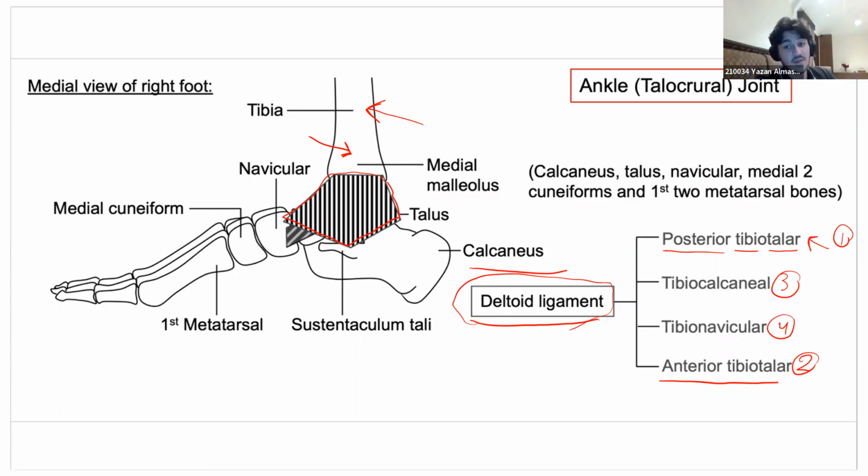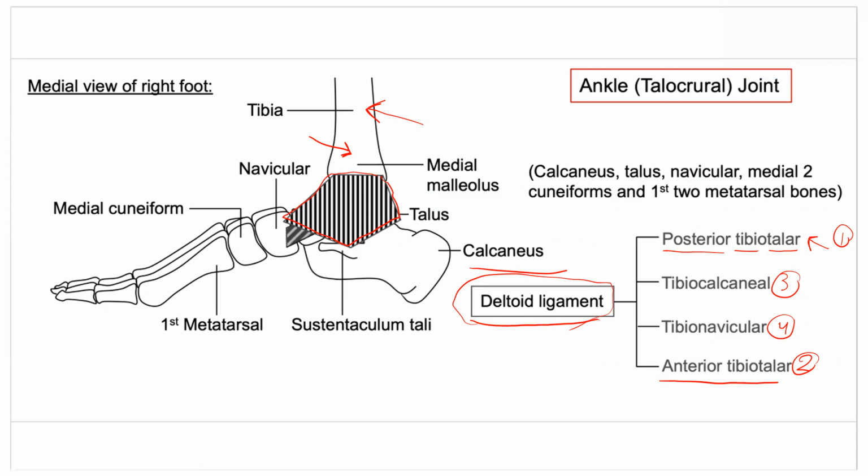But you might look at the choices and find that none of the choices is deltoid ligament. In this case, you would look for one of these 4, because if you have one of these 4, this is the answer straight up. And they're not going to bring more than one of these in the same answers. So if they tell you the medial ligament is torn, it could be either the deltoid ligament, or posterior tibiotalar, or tibiocalcaneal, or tibionavicular, or anterior tibiotalar. So remember these names, just in case deltoid ligament is not among the choices, it will be one of these. Does that make sense?